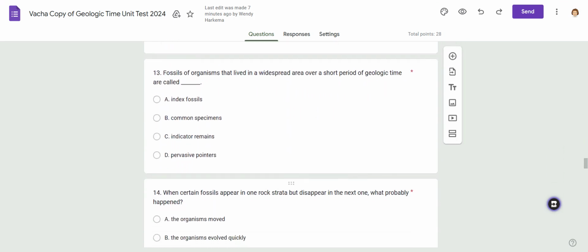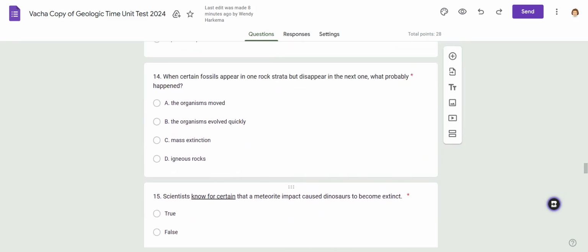Number 13, fossils of organisms that lived in a widespread area over a short period of geologic time are called what? A, index fossils. B, common specimens. C, indicator remains. D, pervasive pointers.